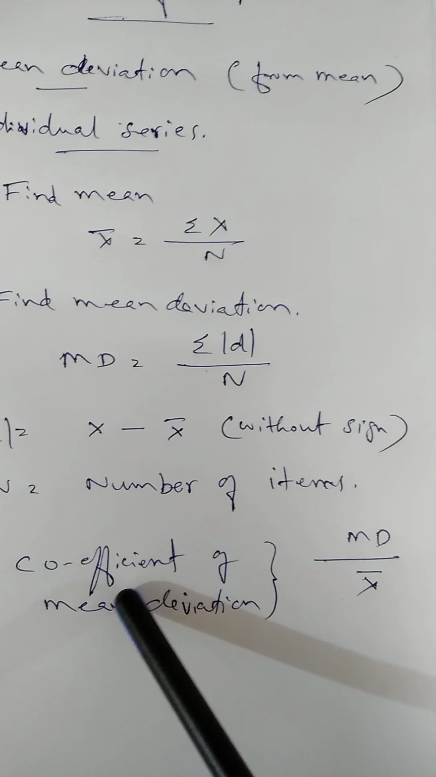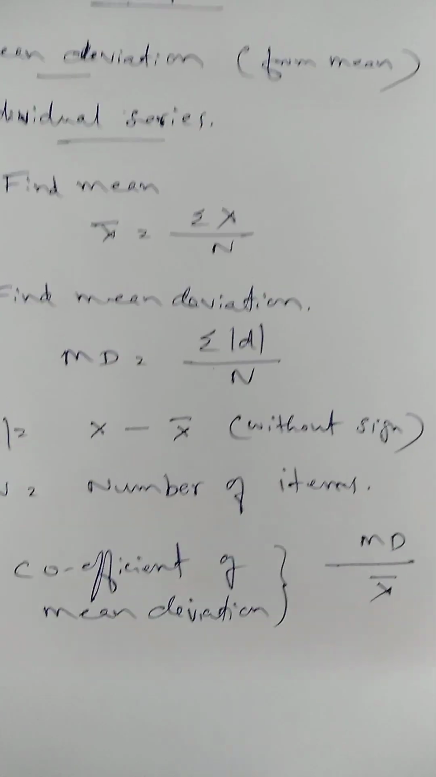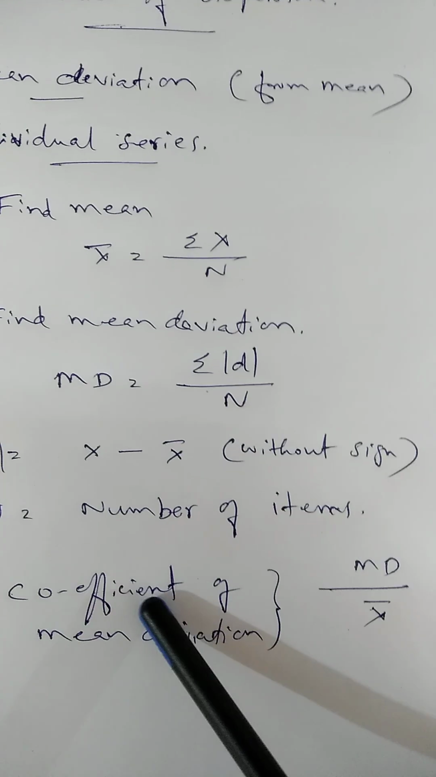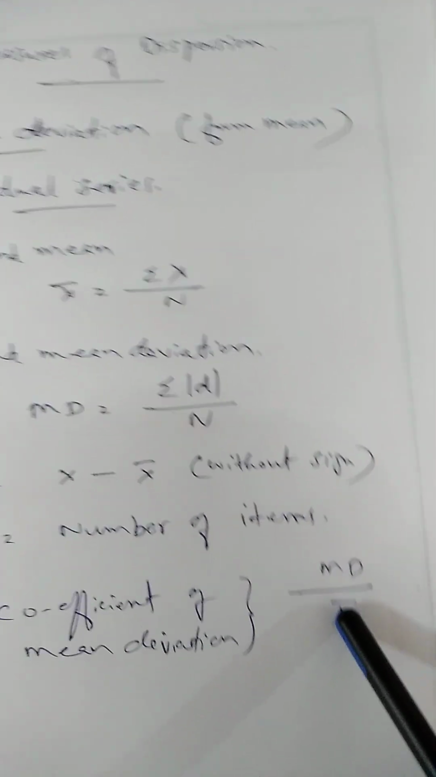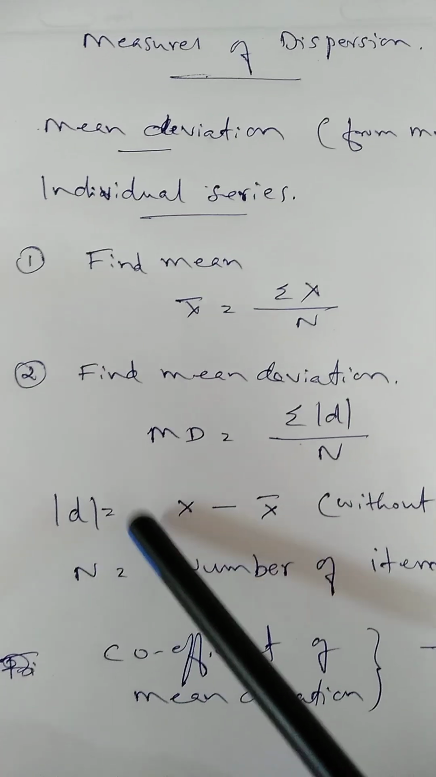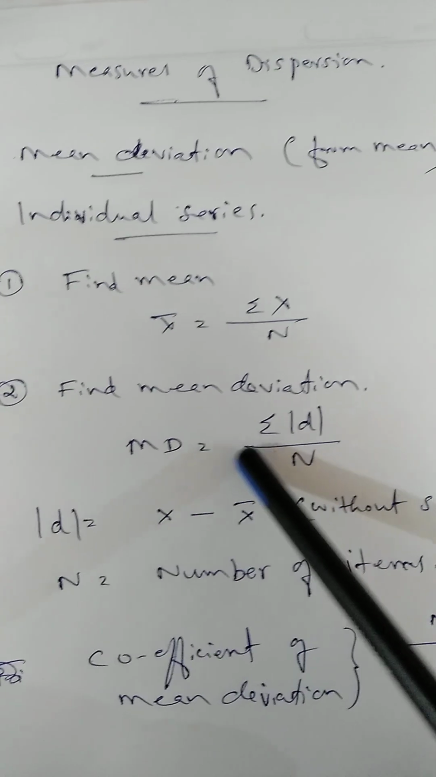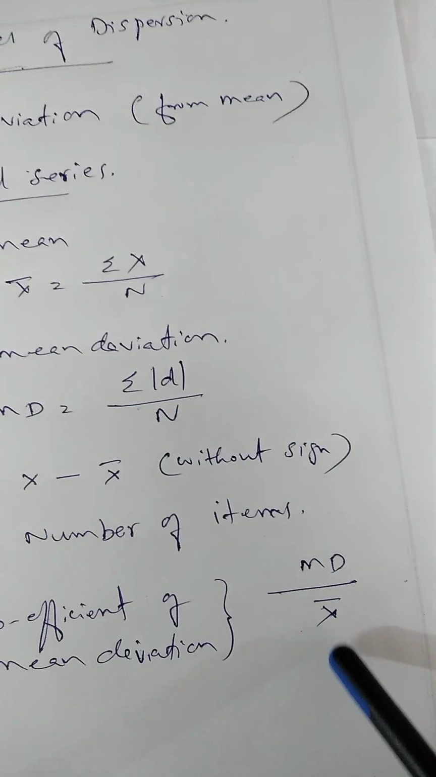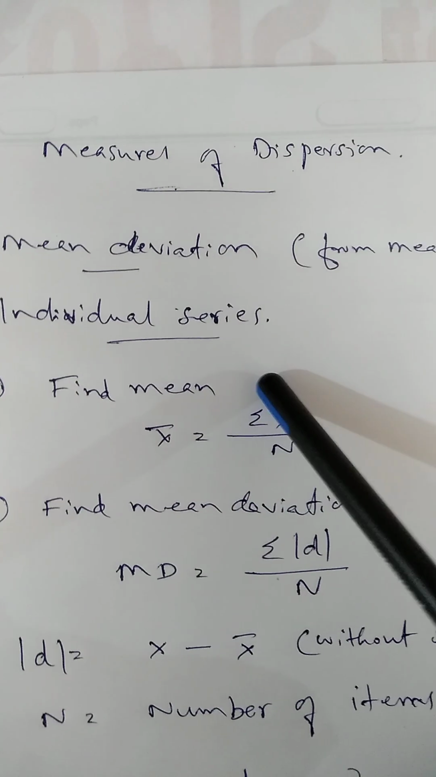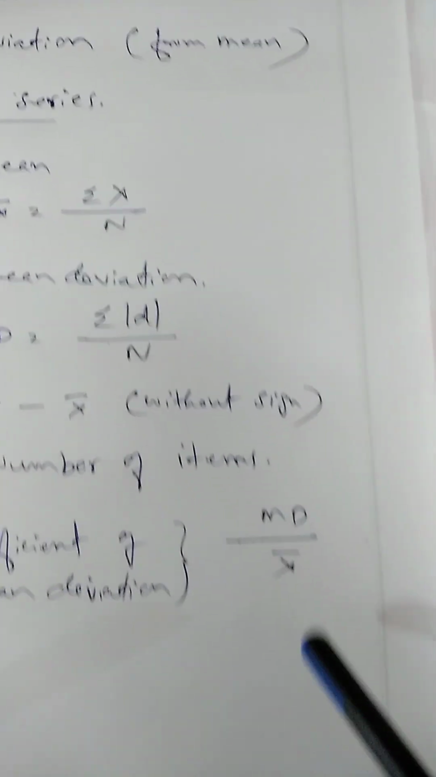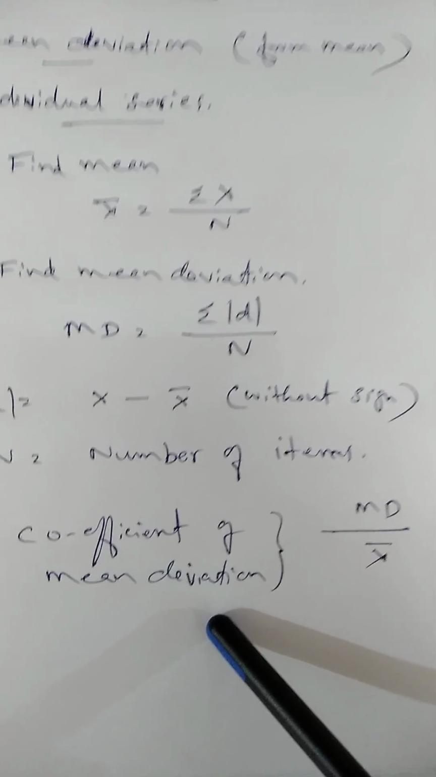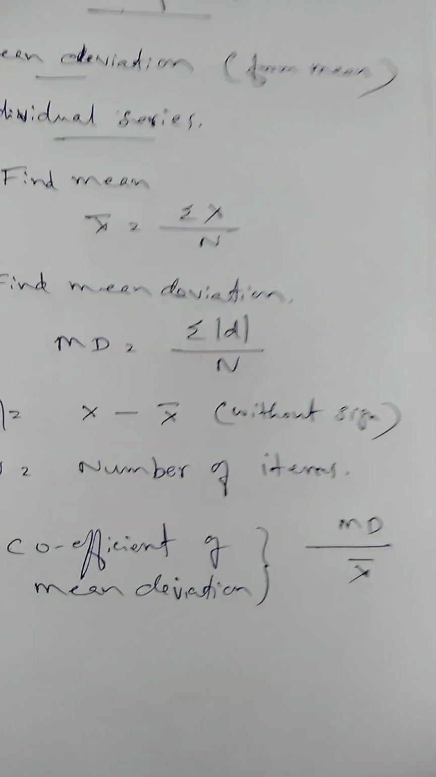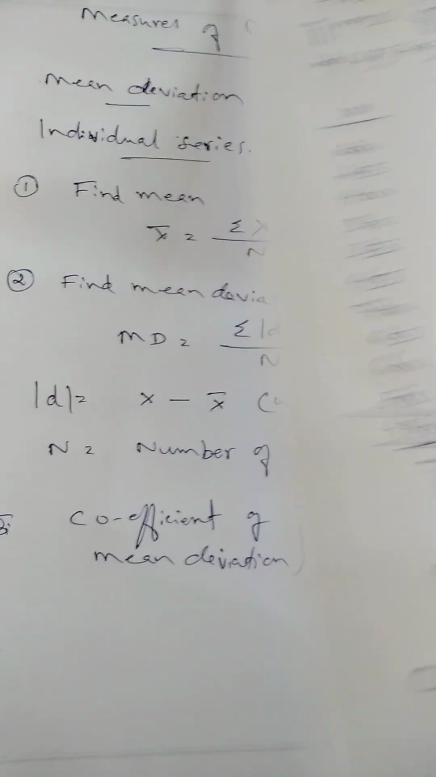We have to find out one more item, coefficient of mean deviation. To get a coefficient of mean deviation, the formula is mean deviation divided by mean. We find a mean deviation by this formula and mean by this formula. After finding these values, just apply the values here and then you will get coefficient of mean deviation. Right? Now I explain this with the help of a question.